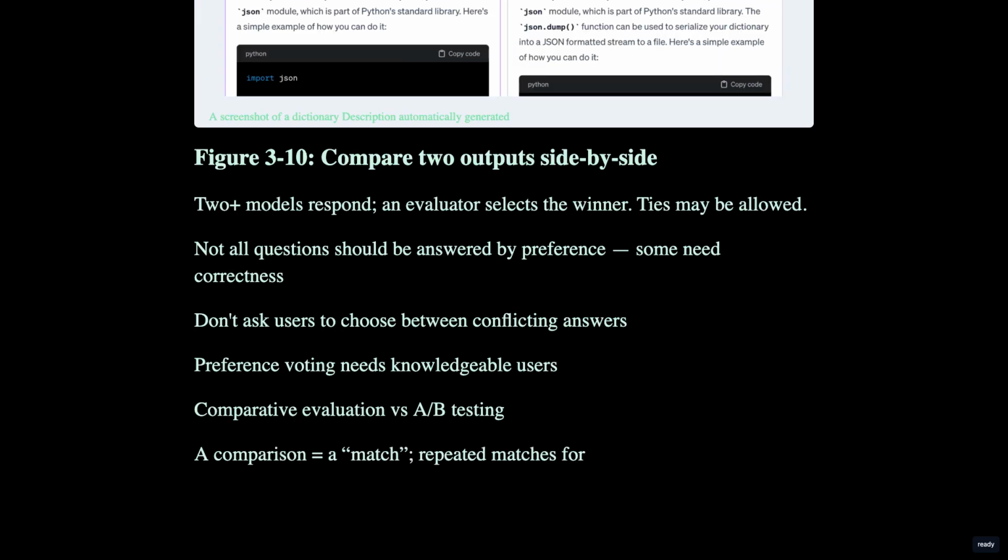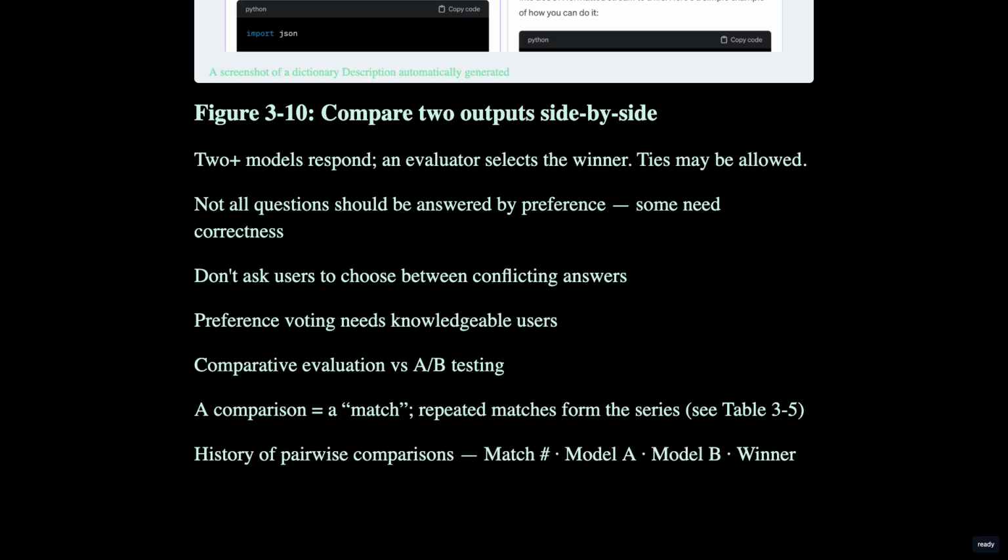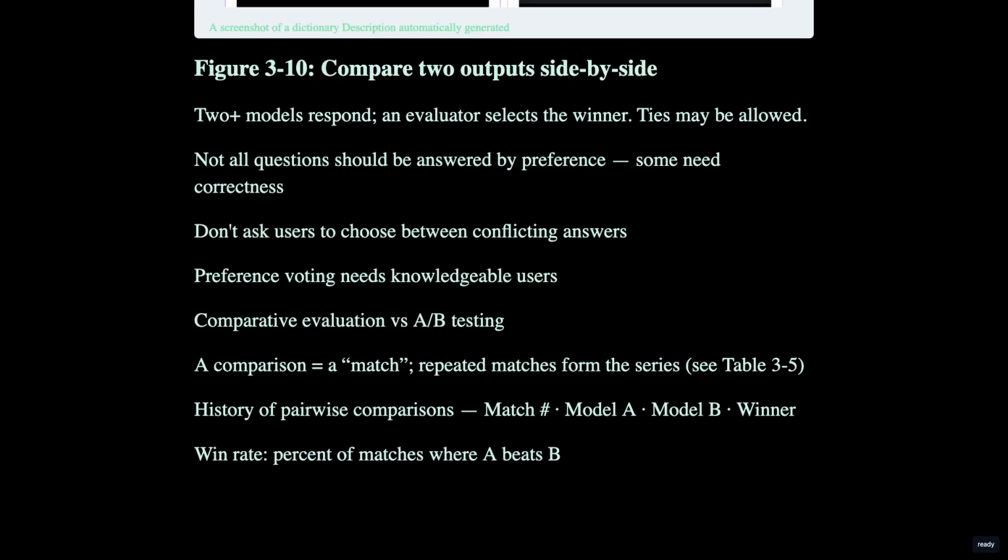When you compare two items, we call that single comparison a match. Doing this repeatedly across the data produces a series of matches. The full list is shown in Table 3.5 and is what we analyze next. This table is a simple chronological log of head-to-head matches between models. Each row lists the match number, the two models compared, and which one won. Such a history is what we use to count wins, build rankings, or feed into ranking methods like Elo or tournament aggregation.